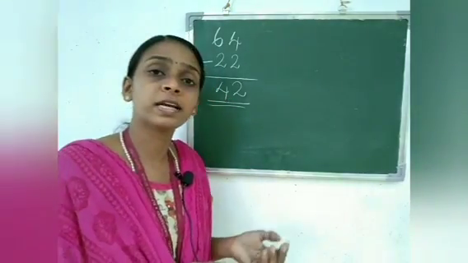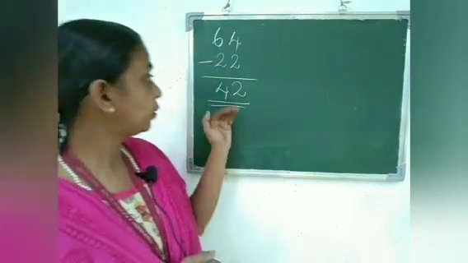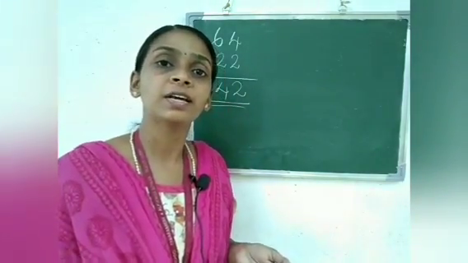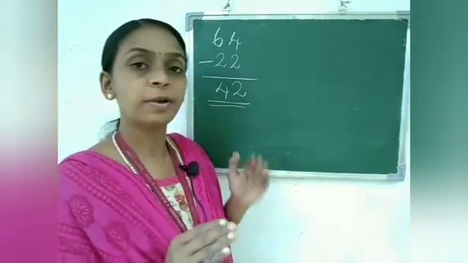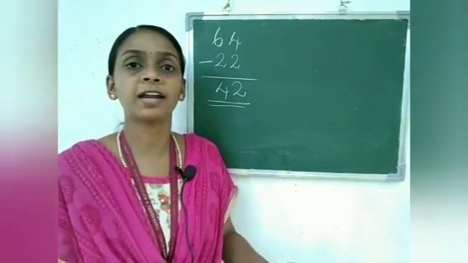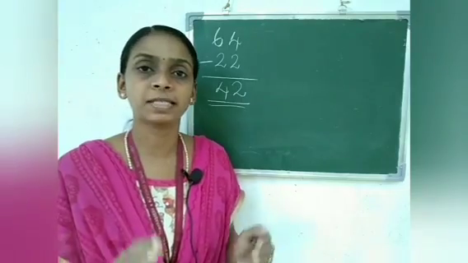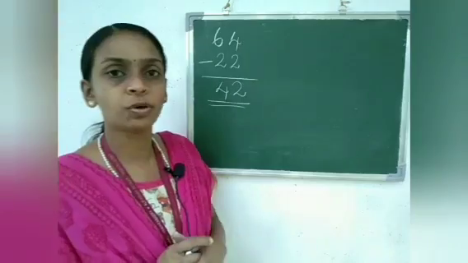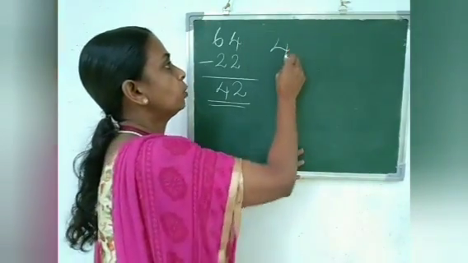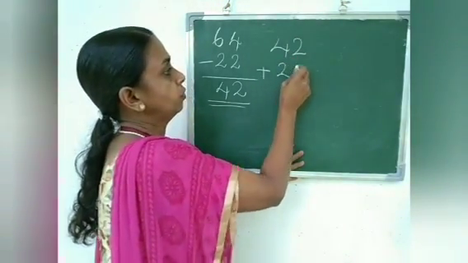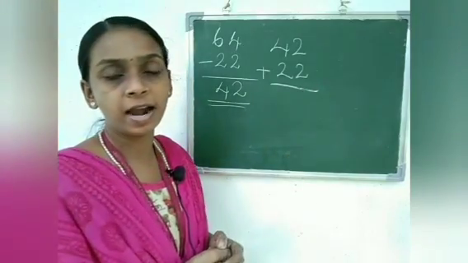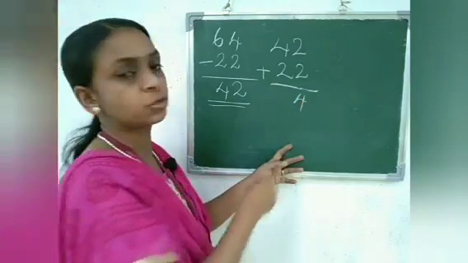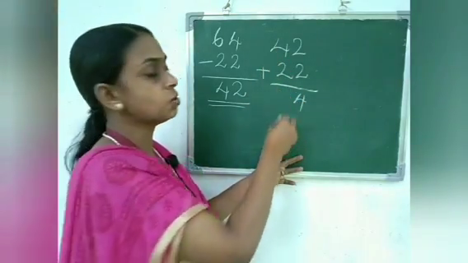So how will we check whether our answer is correct or not? By doing the addition. Tell me all of you, which numbers do we have to add to check whether our subtraction problem is correct or not? We have to add 42 and 22. So what do we get when we add 42 and 22? 2 plus 2, 4. Then 4 plus 2, 6.